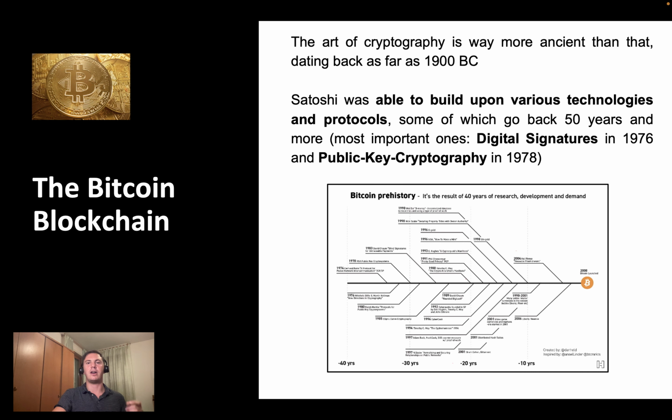The art of cryptography is way more ancient than that, dating back as far as 1900 BC. Satoshi was able to build upon various technologies and protocols, some of which go back 50 years and more. Most important were digital signatures and public key cryptography more than 40 years ago. And you can see there is a big history before that allowed Satoshi to create Bitcoin.